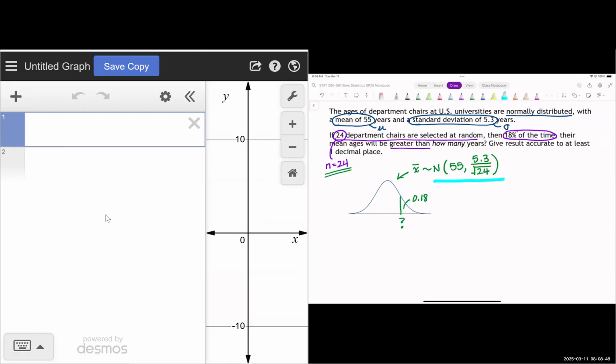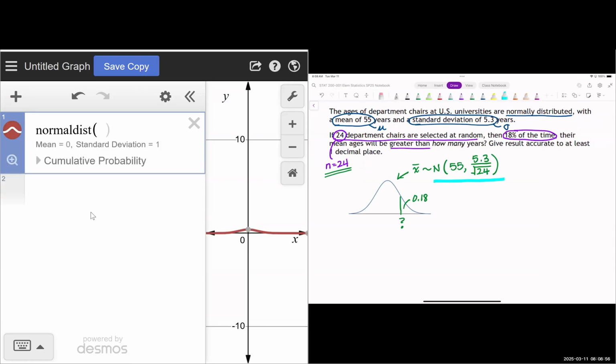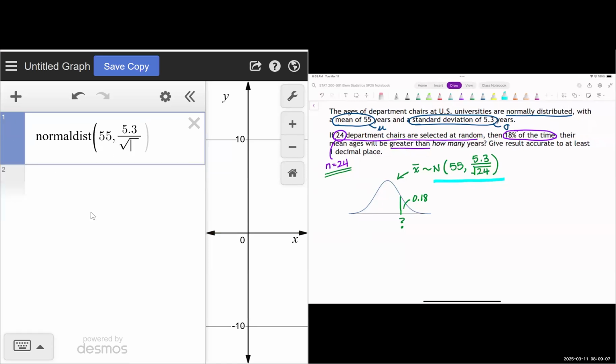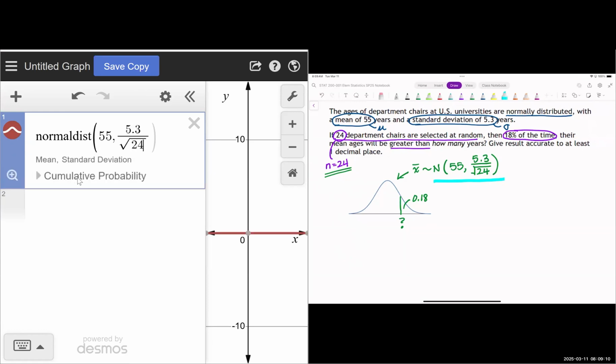So now I have a Desmos window open and I'm going to use normal dist, which I can either type or I can pull up from the distribution template. And I need to put in my parameters. So the mean of the distribution that we need, which is the sampling distribution, again, it's not the underlying X distribution, is 55, and the standard deviation is the standard error of the sampling distribution, 5.3 over the square root of 24. We are looking for, again, the cutoff value of the top 18% of the distribution.